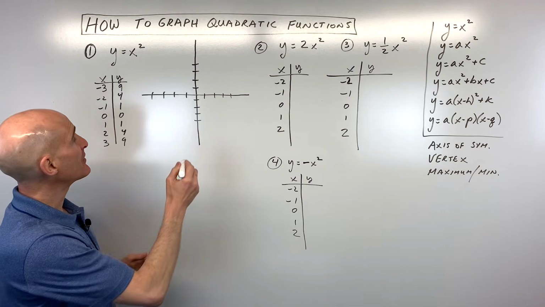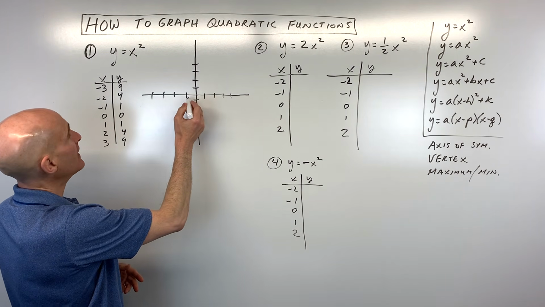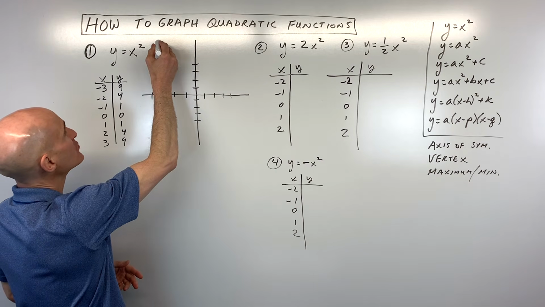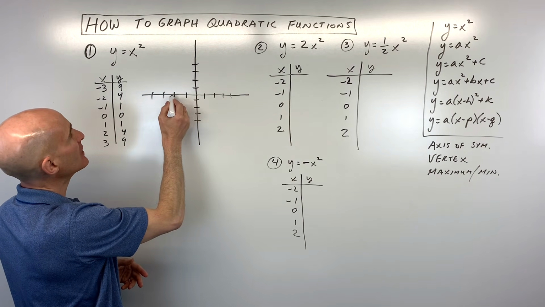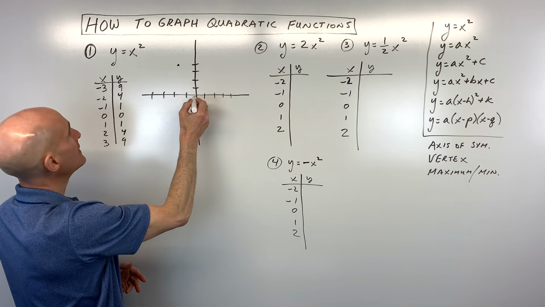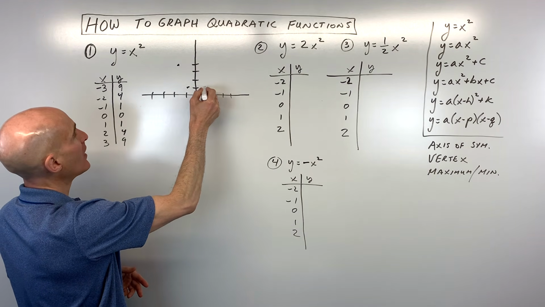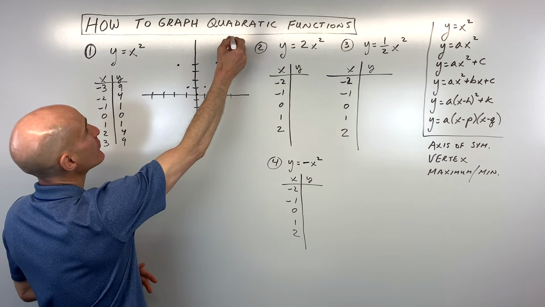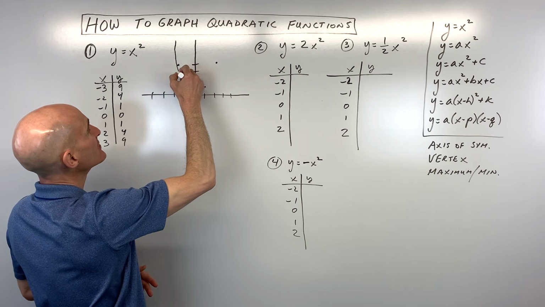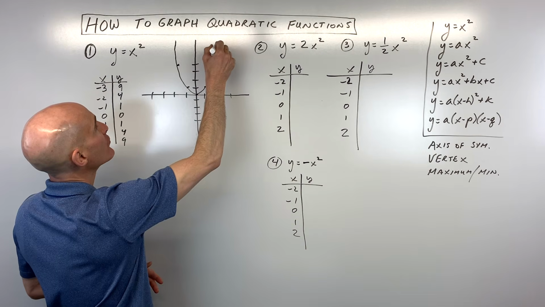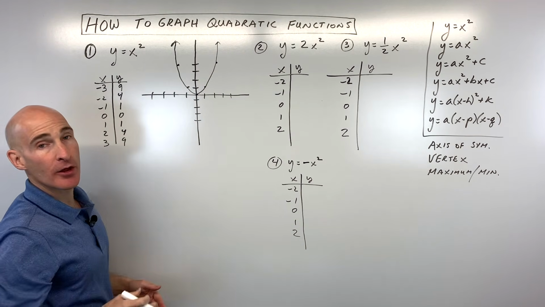Now let's go ahead and plot these points. We've got negative 3, 9, which is way up here, so I'm going to skip that one. Negative 2, 4, which is right here. Negative 1, 1, which is here, 0, 0, 1, 1, 2, 4, 3, 9. But when you graph this, you get this nice U-shaped graph, and that's what we call a parabola.